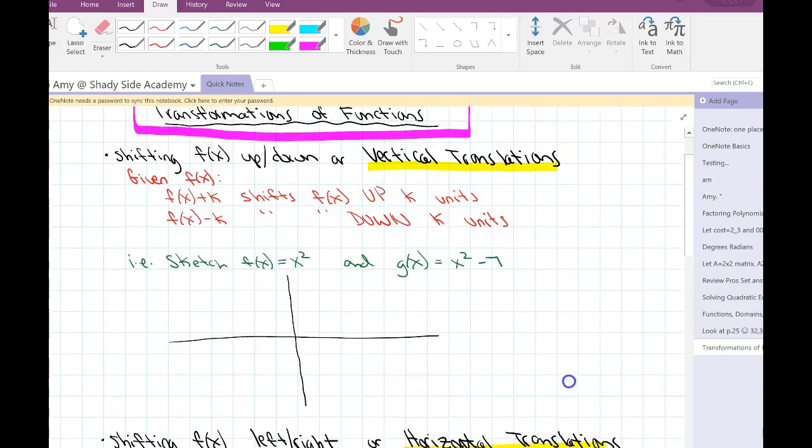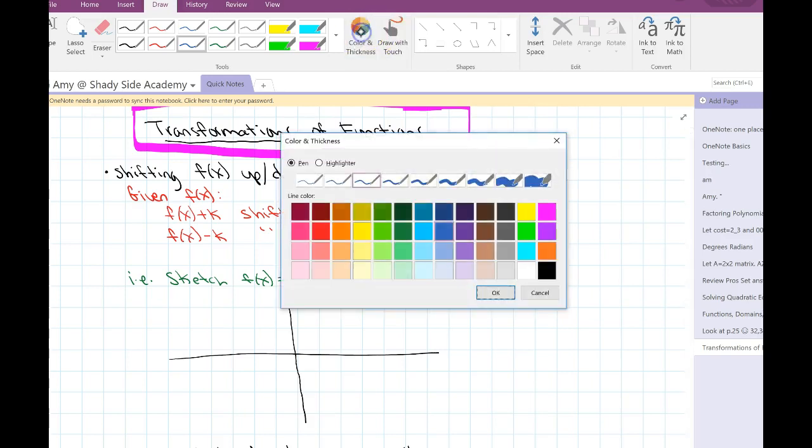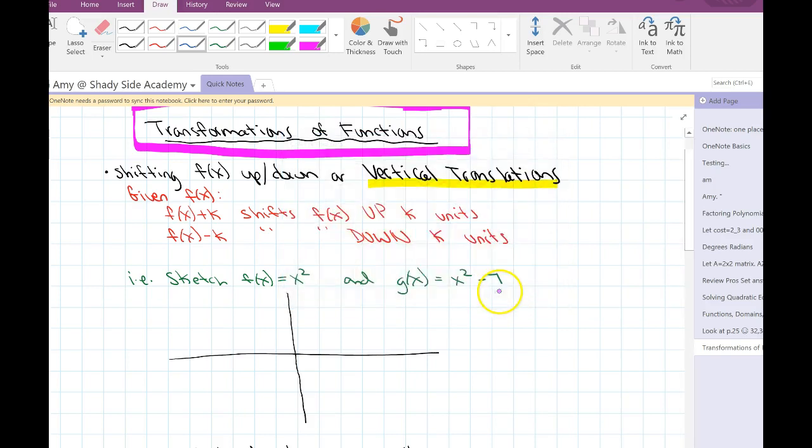here we go. I said sketch f of x equals x squared and sketch g of x equals x squared minus 7. This is just reasonable accuracy, okay? And maybe one thing that you're seeing right now is that you notice that g of x could be written as just f of x minus 7, right? Okay, so g of x is just f of x minus a constant.